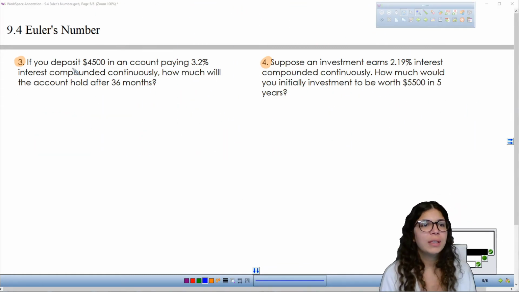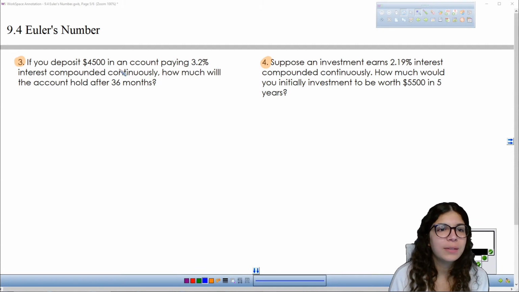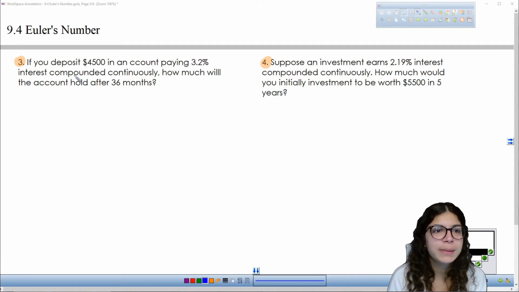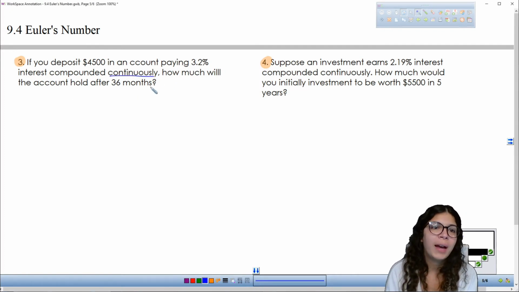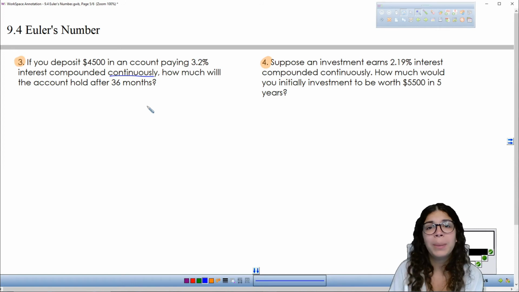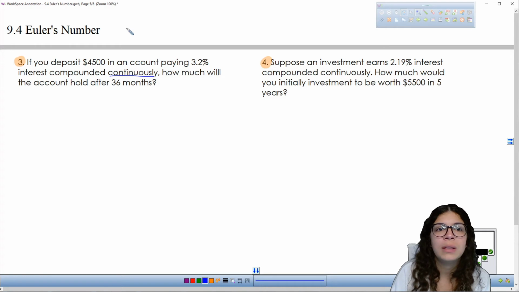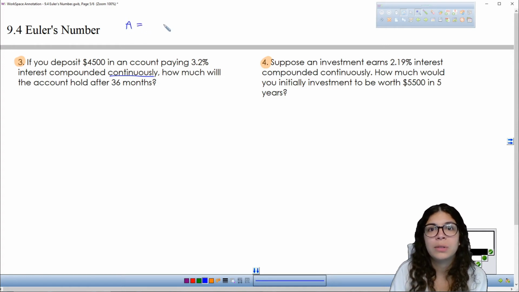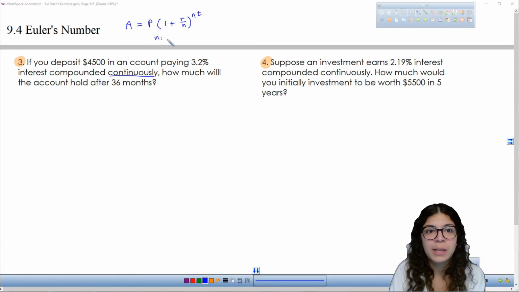Okay, so let's take a look at number 3. If you deposit $4,500 in an account paying 3.2% interest compounded continuously, how much will the account hold after 36 months? Okay, so again, very important for you to look at how you're compounding. If you're compounding a certain number of times in the year, then you would use the other formula. You would use P times 1 plus r over n to the power of n times t, where n is the number of times compounded.